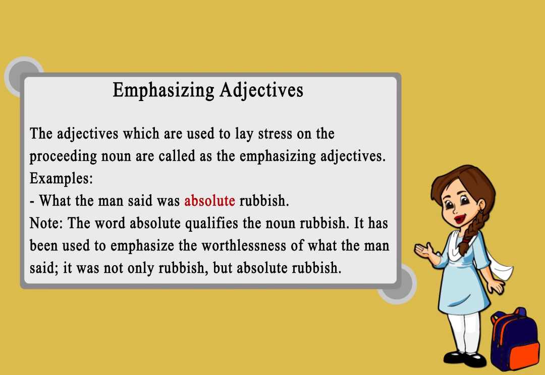Emphasizing adjectives. The adjectives which are used to lay stress on the preceding noun are called emphasizing adjectives. Examples: what the man said was absolute rubbish. Note, the word absolute qualifies the noun rubbish.